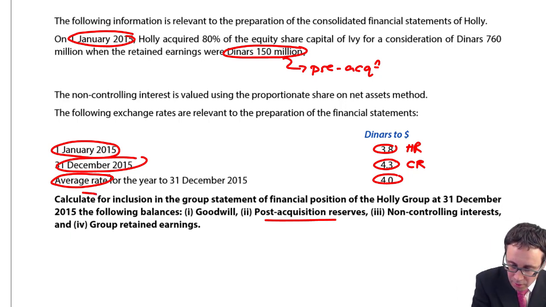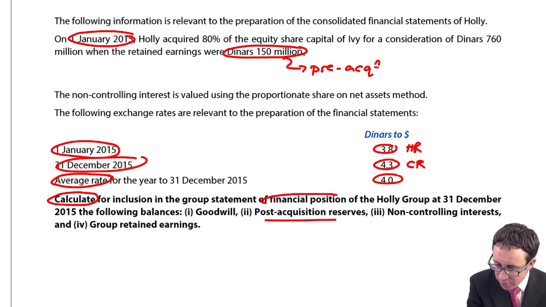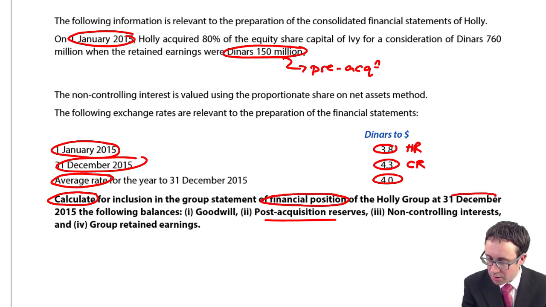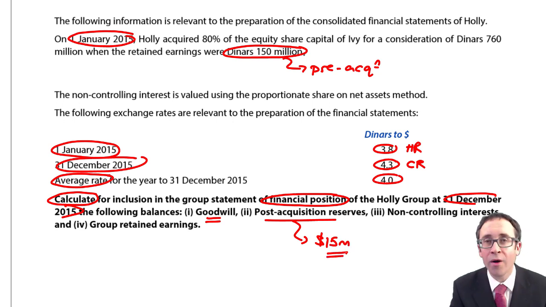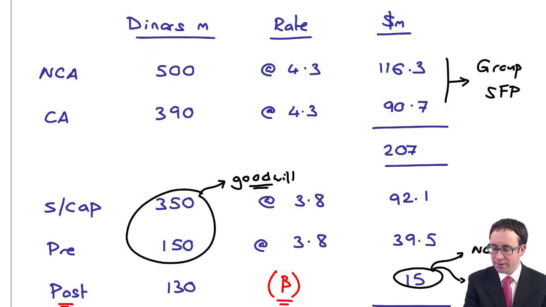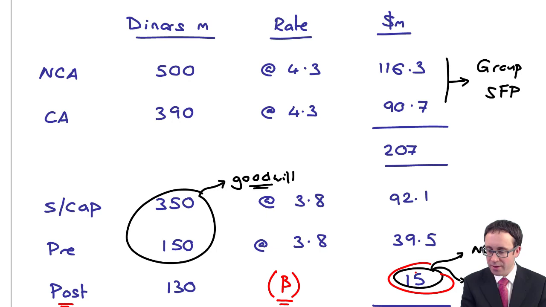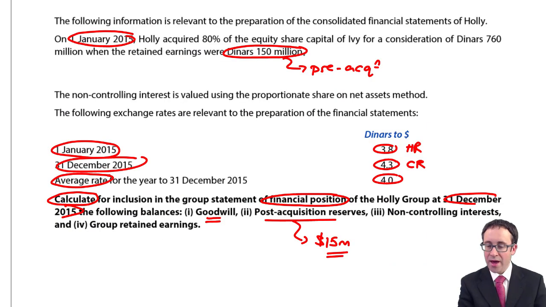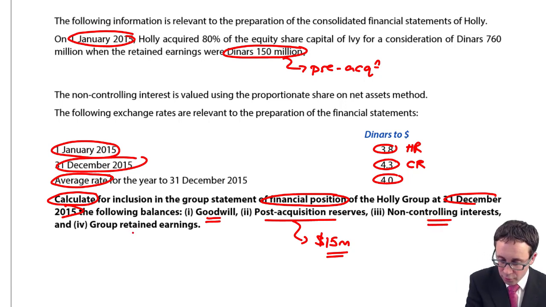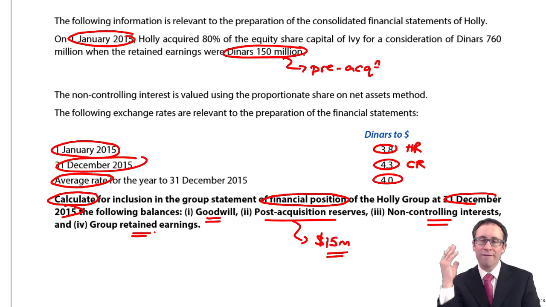So here we're going to be looking at some calculations of figures that appear within your statement of financial position for your December 15 year end: Goodwill, post-acquisition reserves. Oh, there's a bonus. We've done that already, haven't we? So we calculated that as 15 million. If you don't believe me, there it is. That figure there, that 15 million. We then need to work out the non-controlling interest, so your NCI, your standard working 4 if you like, and then your group retained earnings, your standard working 5.